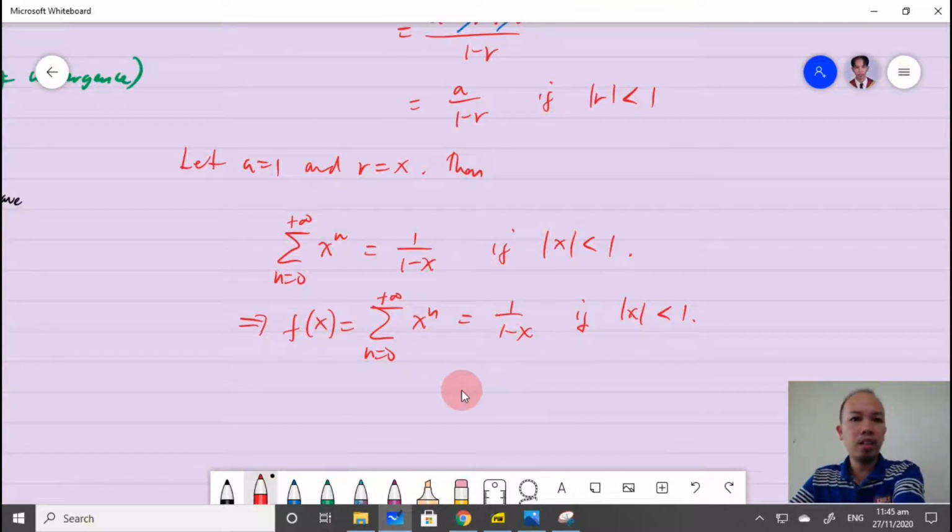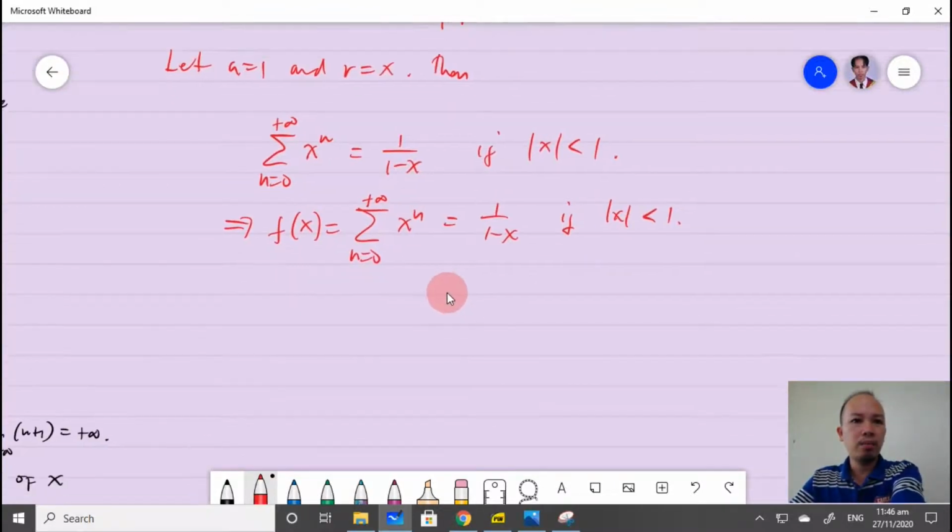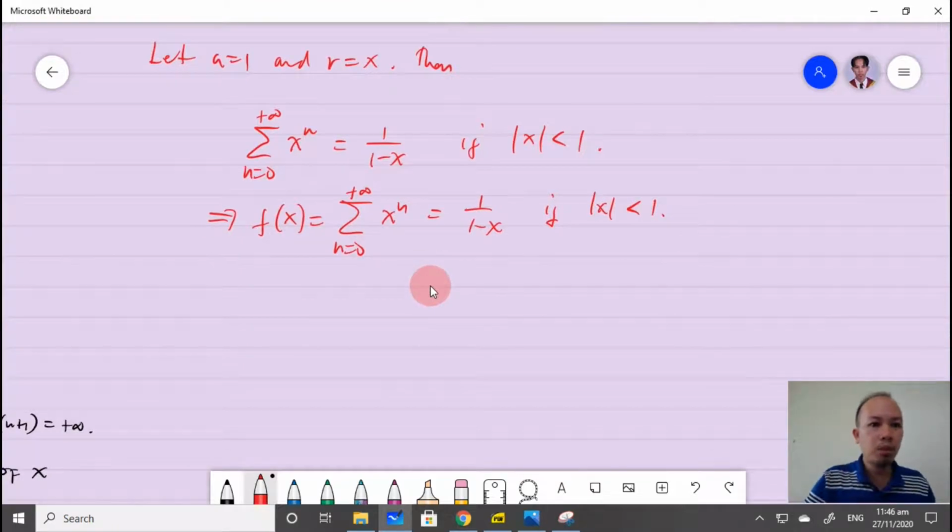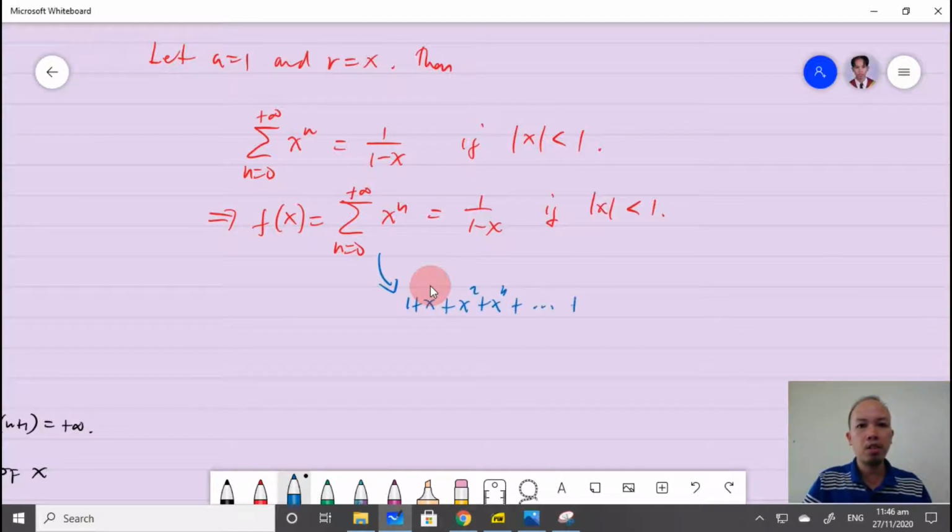Okay, but before that, by the way, if you expand this expression here, this is equal to 1 plus x plus x squared plus x cubed up to x to the n plus and so on, which is equal to 1 over 1 minus x.